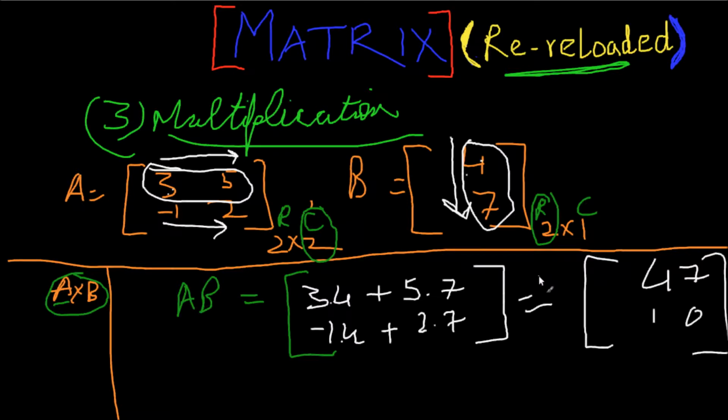That's pretty much it. Please remember that number of columns of the first matrix must always equal number of rows of the second matrix. Guys, answer is of a matrix whose order is 2 into 1.